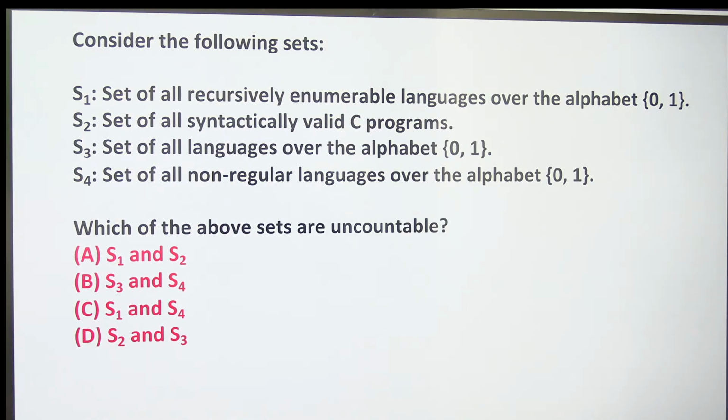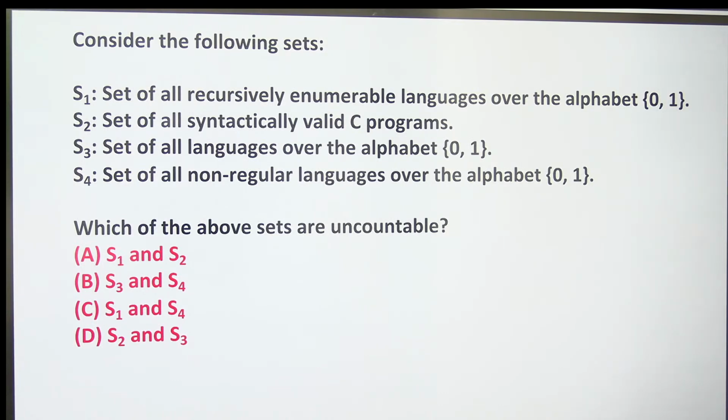Try once. If I give directly, you don't get any advantage. You try once. S1: set of all recursively enumerable languages over alphabet 0, 1. S2: set of all syntactically valid C programs. S3: set of all languages over the alphabet 0, 1. S4: set of all non-regular languages over the alphabet 0, 1. Which of the following are uncountable?